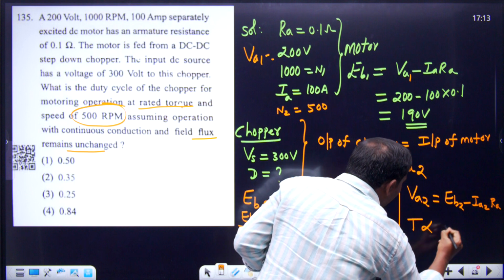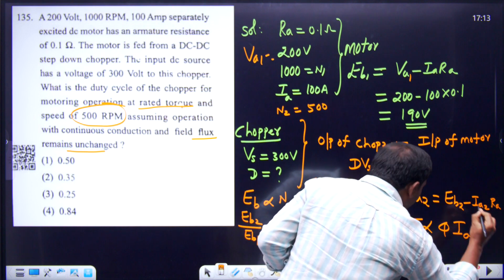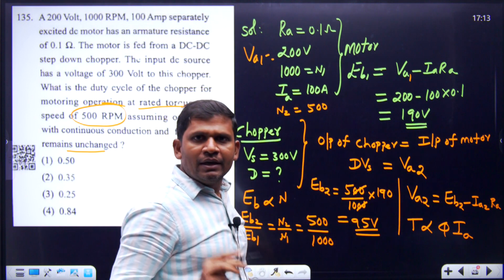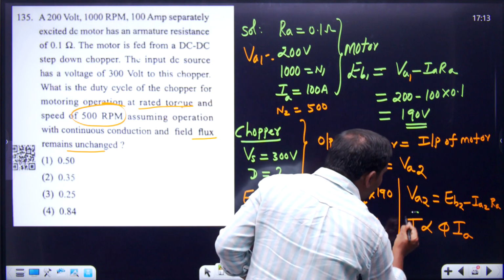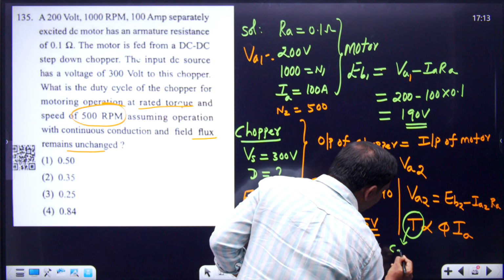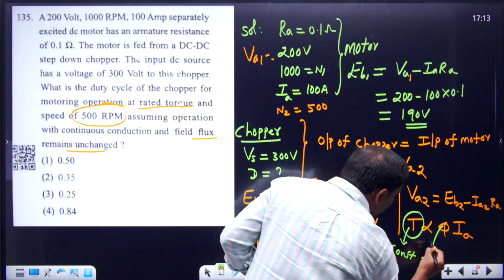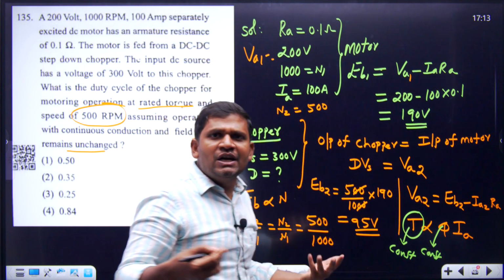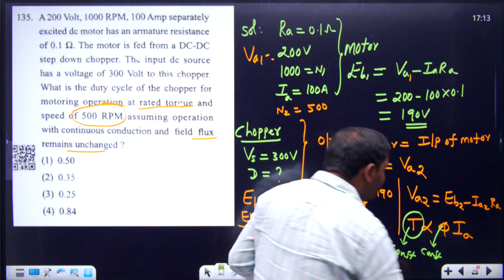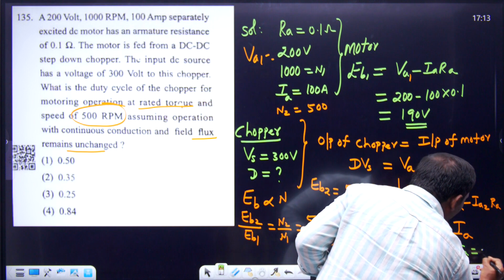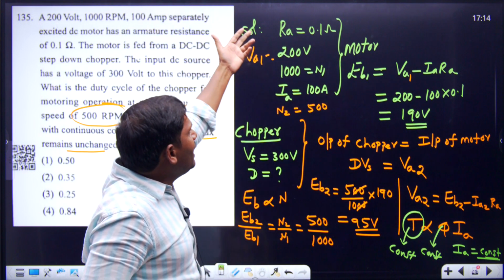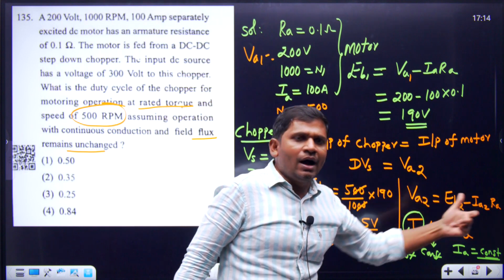First you know this relation, T is proportional to phi Ia. Correct or not? T is proportional to phi Ia. Given that rated torque is constant. Torque is constant. What about the flux? Flux is also constant. Then if the torque is constant and flux is constant, what is the current, students? The current is also constant. That means the same current. Initially 100 amperes, here also the same current, 100 amperes.